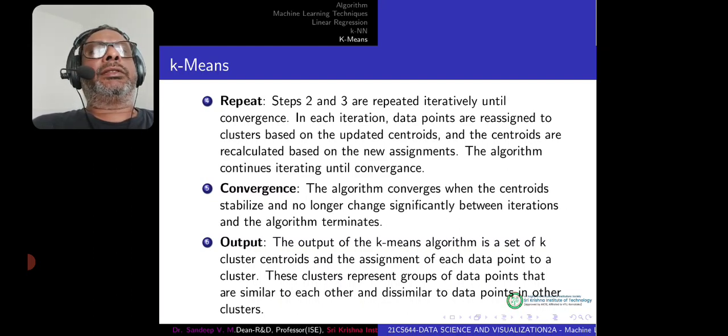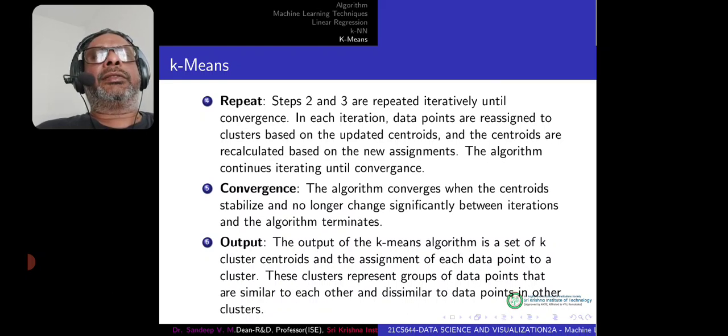So in each iteration, data points are reassigned to the clusters based on the updated centroids, and the centroids are recalculated based on the new assignments. The algorithm continues iterating until convergence. Convergence is a situation where the centroids stabilize and no longer change significantly between iterations. So there is no more shift in the centroid position, and then the algorithm can terminate.